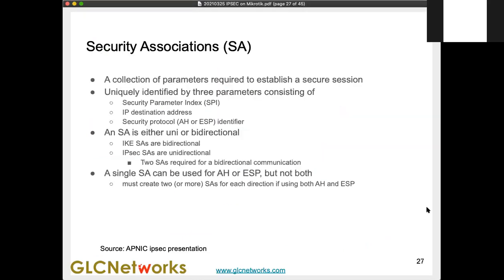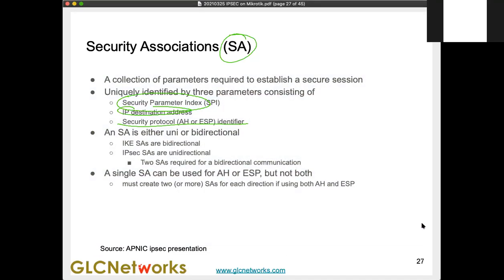A security association is a collection of parameters to establish secure sessions. Here you are using the SPI, the security parameter index, the IP destination address, and then the security protocol identifier. That can be unidirectional or bidirectional. A single SA, security association, can be used for AH or ESP, but not both.